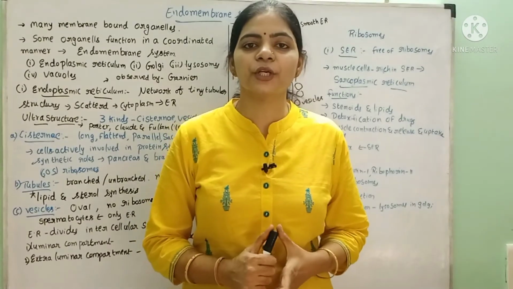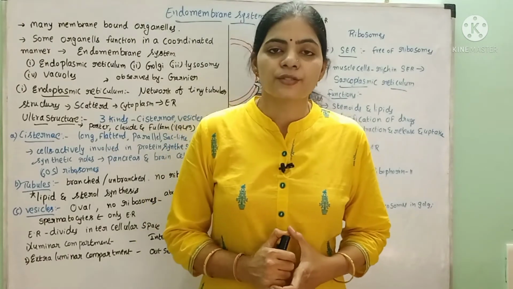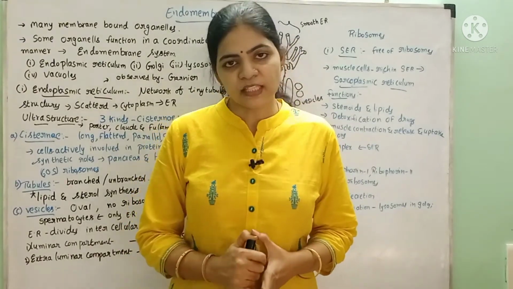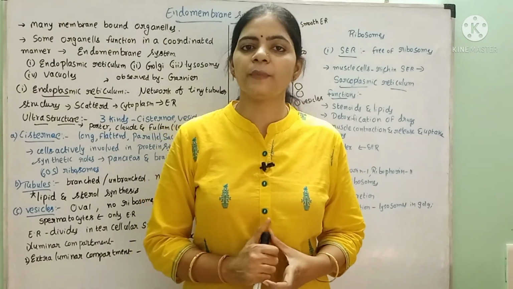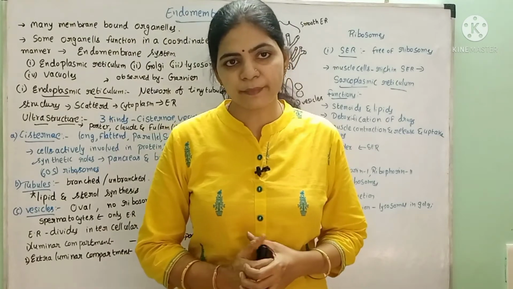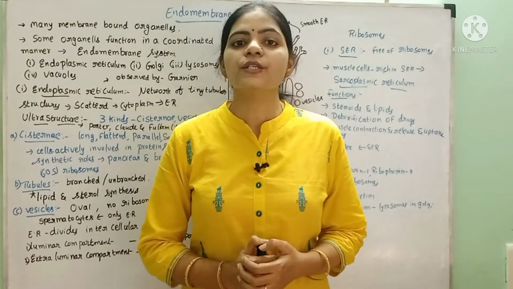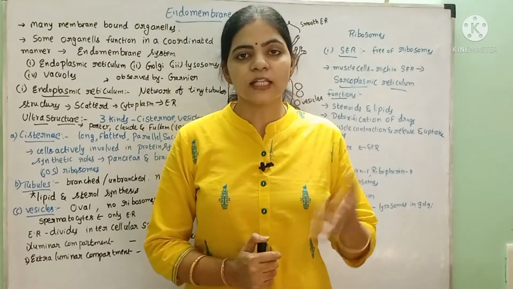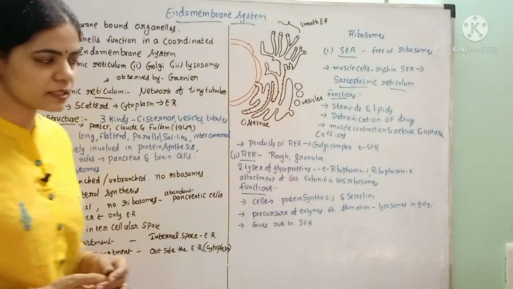In this video we are going to study the endoplasmic reticulum. In the previous videos we completed the plasma membrane and cell wall. The cell wall is present in plant cells. Inside the plasma membrane there are many membrane-bound cell organelles present in eukaryotic cells, right? Now we will see these cell organelles one by one. The first one is the endomembrane system.